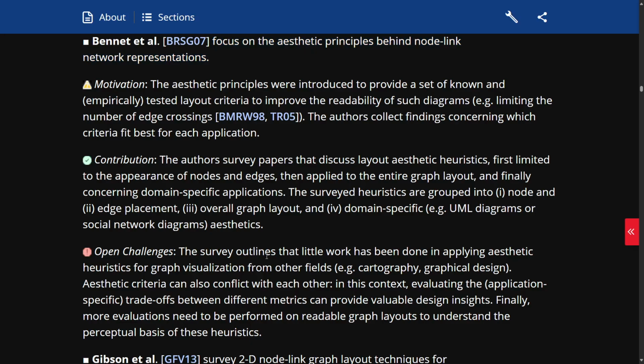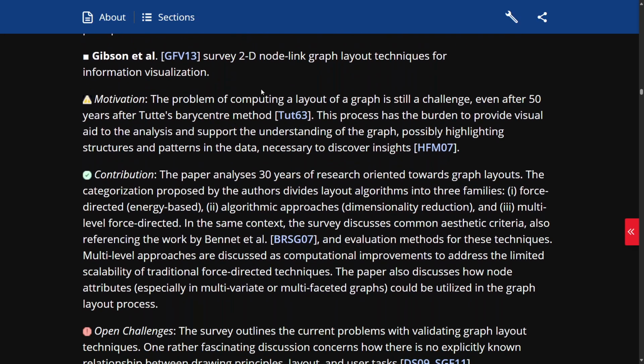Gibson et al., GFV13. Survey 2D node link graph layout techniques for information visualization.